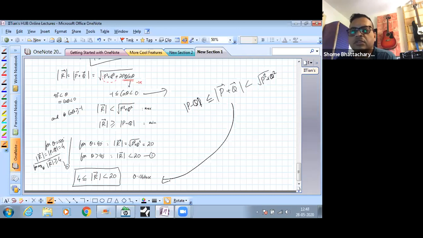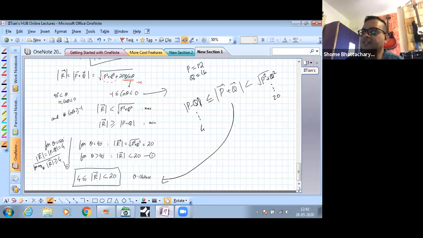How did we get theta more than or equal to 4? No, not theta, but magnitude of R. So see, P's magnitude is given as 12 and Q's magnitude is given as 16. So this thing becomes 4 and this thing becomes 20. That's how we got between 4 and 20.